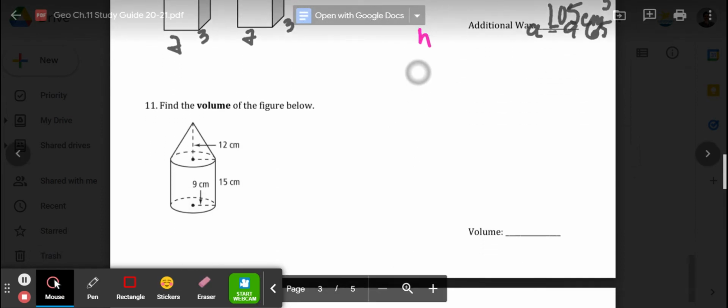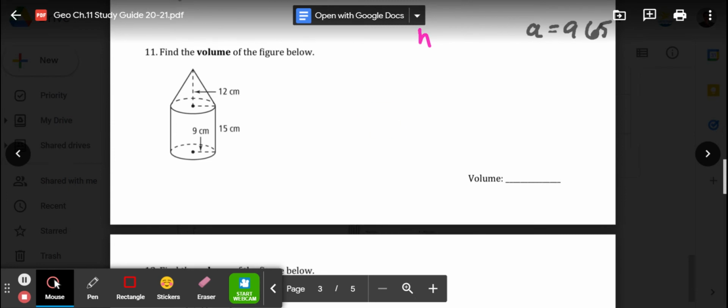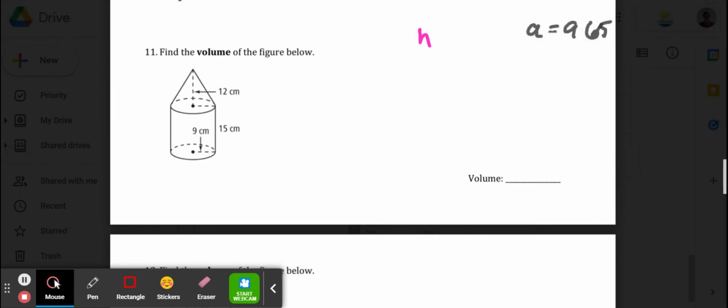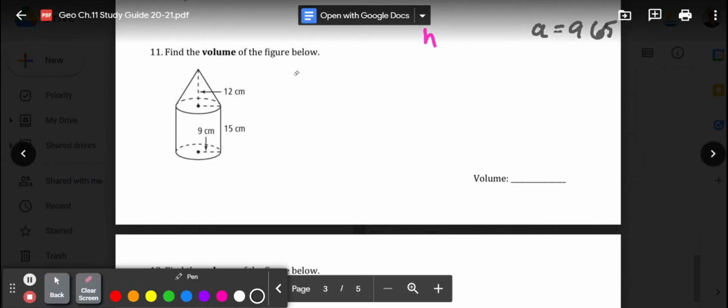Alrighty. Find the volume of this figure. So we have to do 2 things. We have to do the cylinder, and then we have to do the cone.